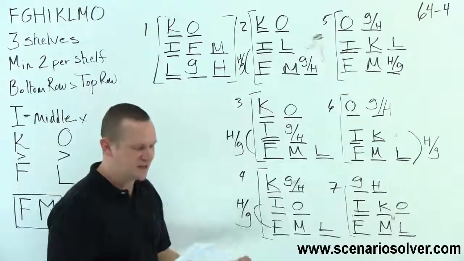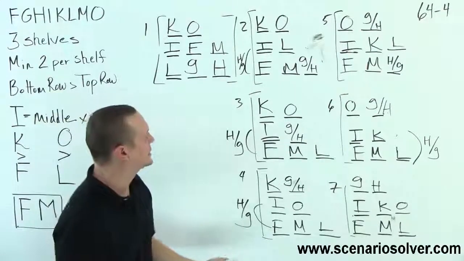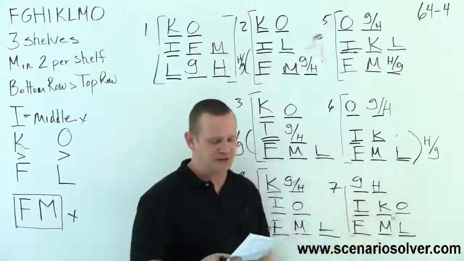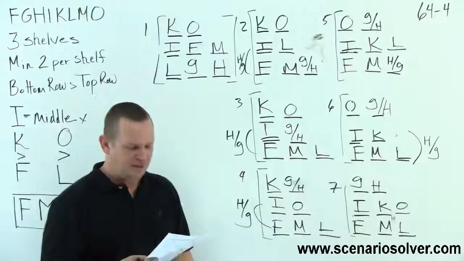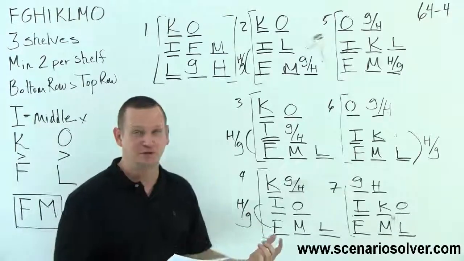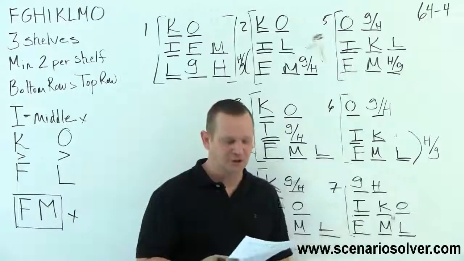Let's look at B, though. K is placed on a higher shelf than G. In scenario 6, K and G could be on the same shelf, so that cannot be true. I don't want to say it cannot be true. It could be true, okay, but it doesn't have to be true.